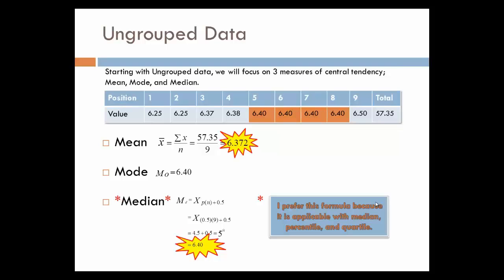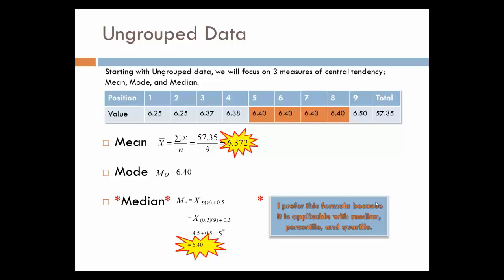If we sum it, if we add all of them together, we are going to get 57.35. Well, the mean means the average. The average is determined by taking the sum of these values and dividing it by the number of observations that we have there. We have 9 of them. So it's going to be 57.35 divided by 9.